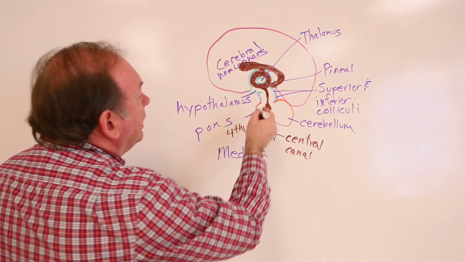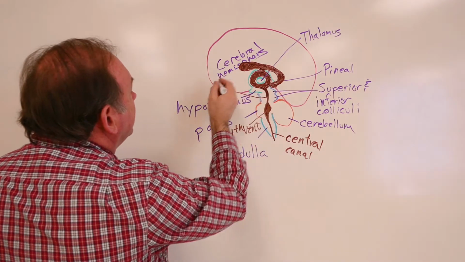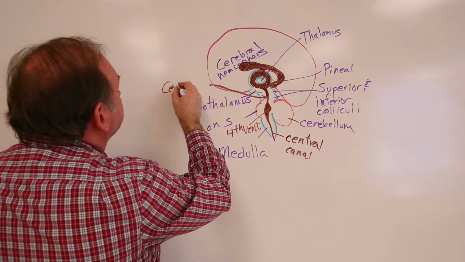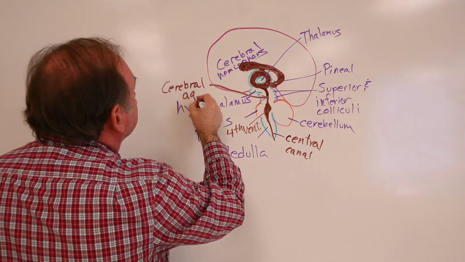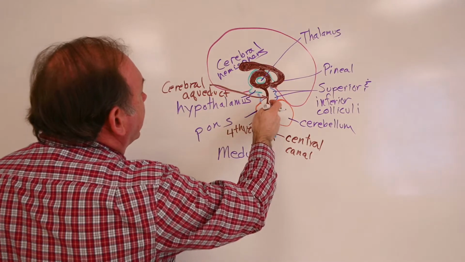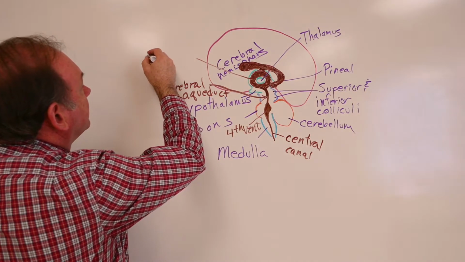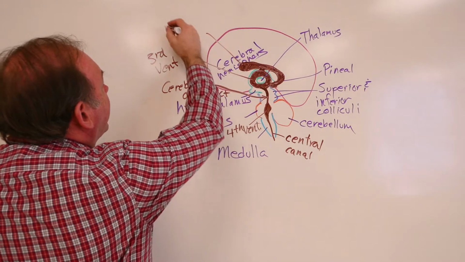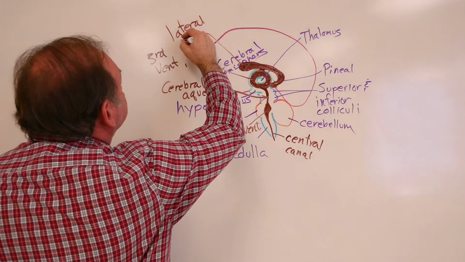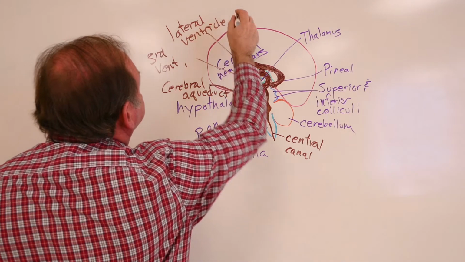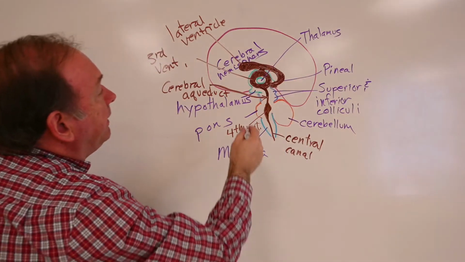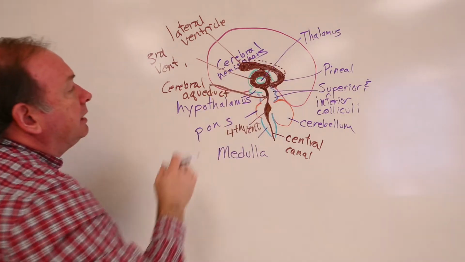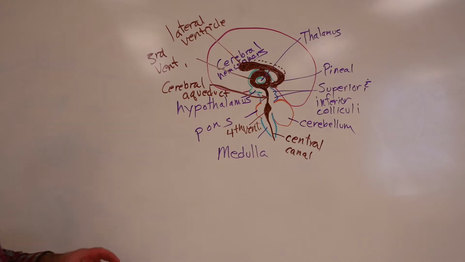Fourth ventricle. This is the cerebral aqueduct right here. Cerebral aqueduct. This is the third ventricle that makes that circle. And then we have our lateral ventricles. They would be side by side, one on one side, one on the other. If I could make a dotted line to represent one being over there on the other side, something like that. So anyway, these are the ventricles of the brain.